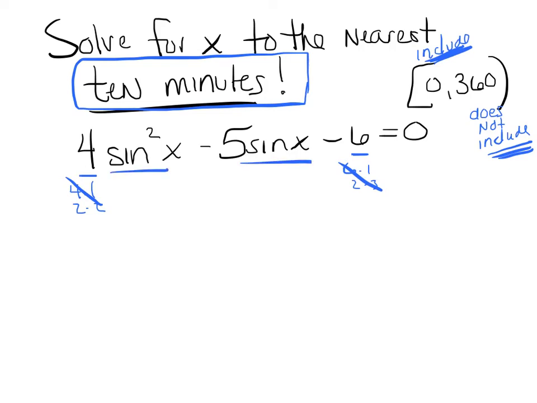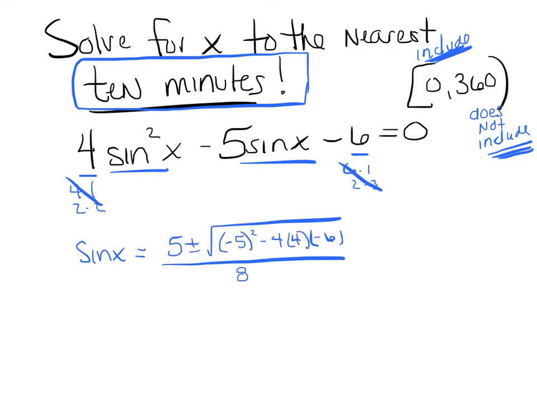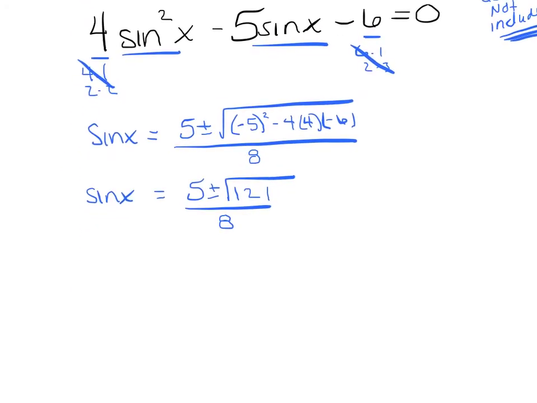Notice my trig function is sine x. So I'm going to say sine x equals. I'm going to pause it, let you fill in the quadratic formula. Let's just see if we're on the same page. So there you can see mine, and I end up with sine x equals 5 plus or minus radical 121 all over 8. Now, this one's actually kind of special, which tells me that it could have factored.